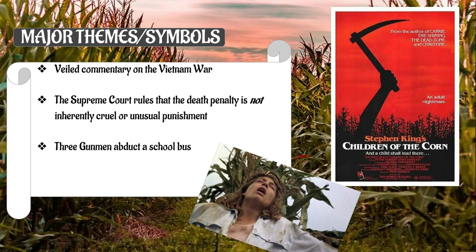Three gunmen abduct a school bus, and the children take the bus back. And then you have Son of Sam serial killer David Berkowitz. For those of you that don't know the story of the Son of Sam, he was a serial killer in New York in the 70s. And he called himself the Son of Sam because he believed that Satan was speaking to him through his neighbor's dog, and the dog's name was Sam. So Satan would speak through the dog to Berkowitz and tell him to go kill all these people.